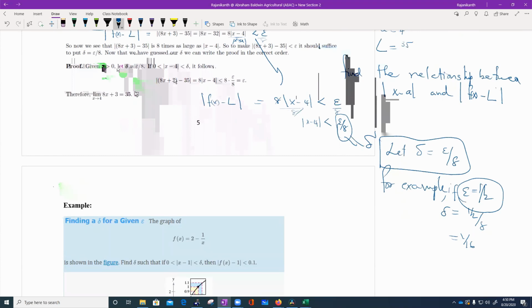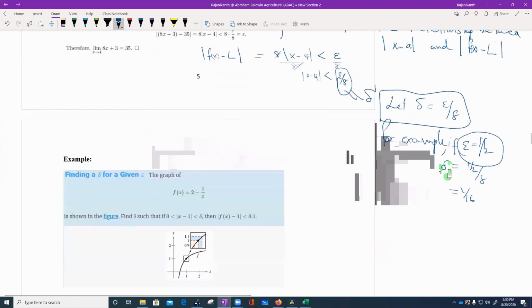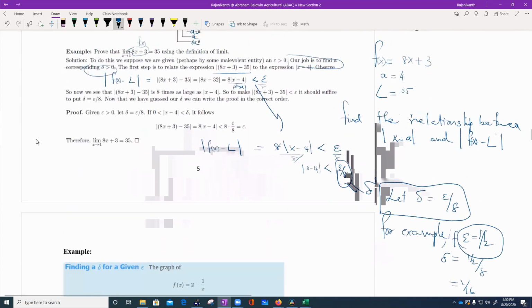Okay, start with epsilon. Now I am picking my delta as epsilon over 8. How do you know this? Because of my scratch work. So far we have done all this scratch work, and I figured out that my delta is epsilon over 8. Therefore, I'm taking my delta as epsilon over 8 and I'm using my definition.